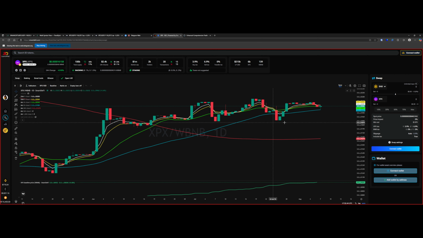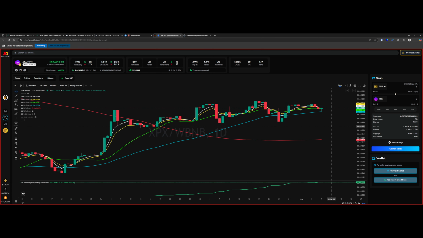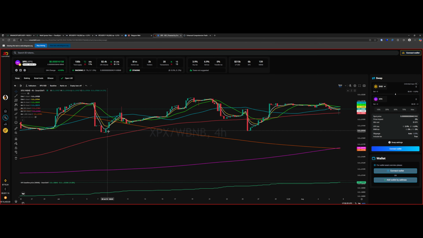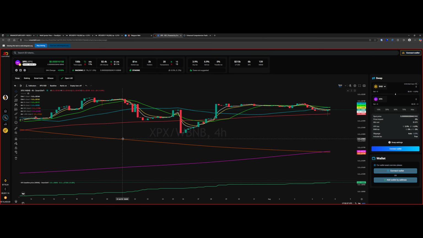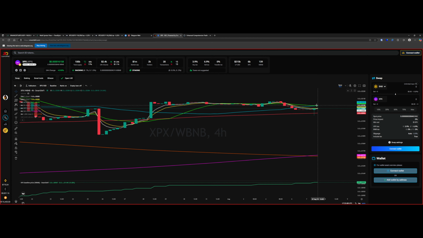Continuations off the 20. You tested the 50 and you bounced, and now you're testing again. These are things that we do and see on every chart we look at. We back up to the 4-hour, right? And you can see you have support here, you wicked the 200 and held it. Let's see if you base out and try to break this level, which is the 20 and the 50, and take out the previous wave's high.